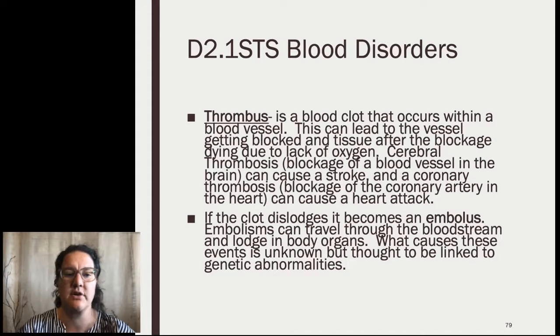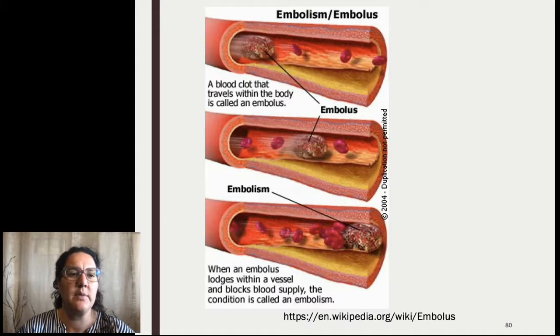What causes these events is unknown, but it's thought that they can be linked to genetic abnormalities. So here we have an embolism, where a blood clot travels within the body, and it can get lodged somewhere, causing a blockage.